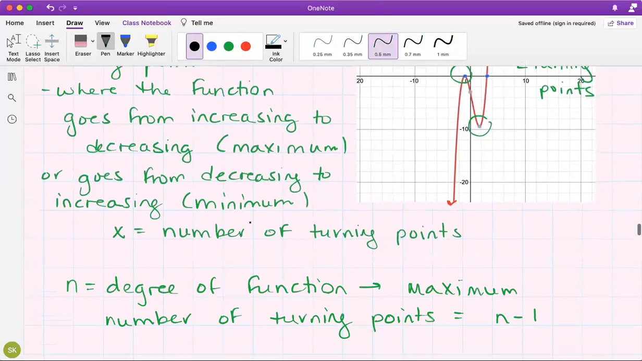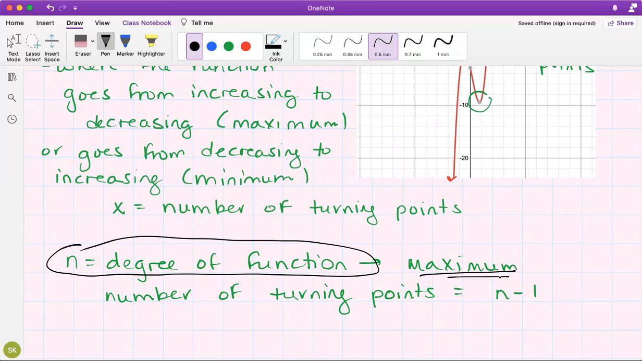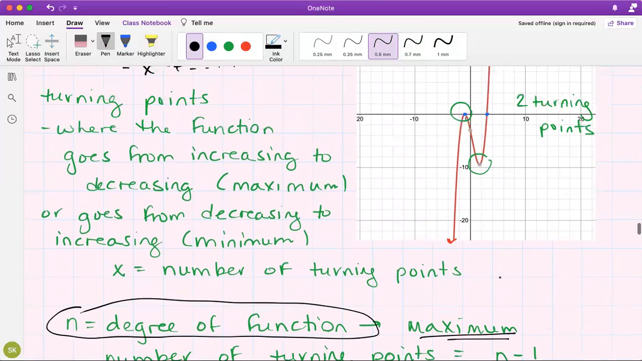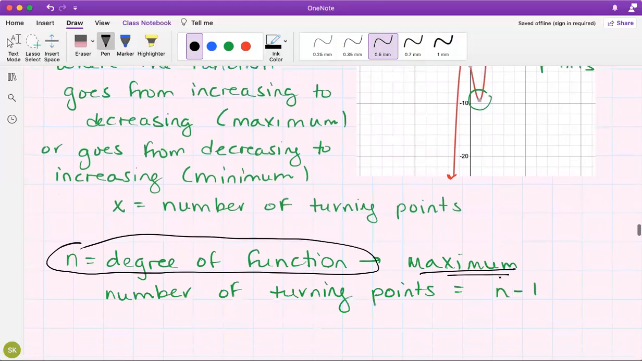So what I'm saying here is, where n is your degree, the maximum number, so the most turning points you can have, is 1 less than the degree of your function. You can have less than that, but the most you can have is 1 less than the degree. So if you have a degree 3 function, then you can have no turning points, you can have 1 turning point, or you can have 2 turning points. In this example, we had 2 turning points.